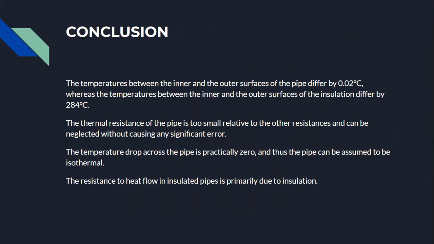So the thermal resistance of the pipe is too small relative to the other resistance, and it can be neglected without causing any significant error. The temperature drop across the pipe is practically zero, and thus the pipe can be assumed to be isothermal. The resistance to heat flow in insulated pipes is primarily due to insulation, and this is supported by the huge difference between the inner and the outer surface of the insulation. Heat is resisted, and hence through this question we can understand how heat is reduced.